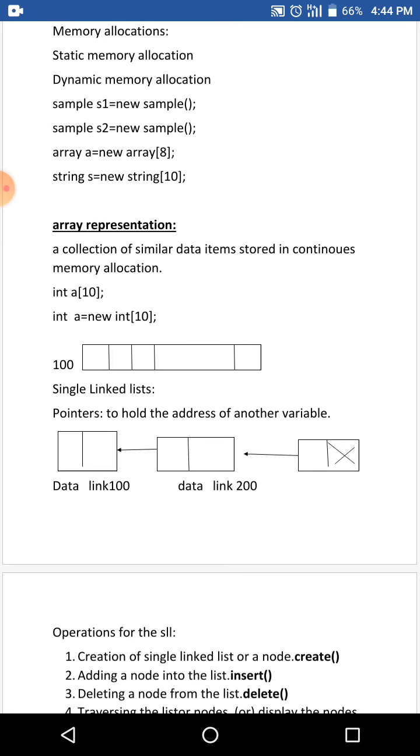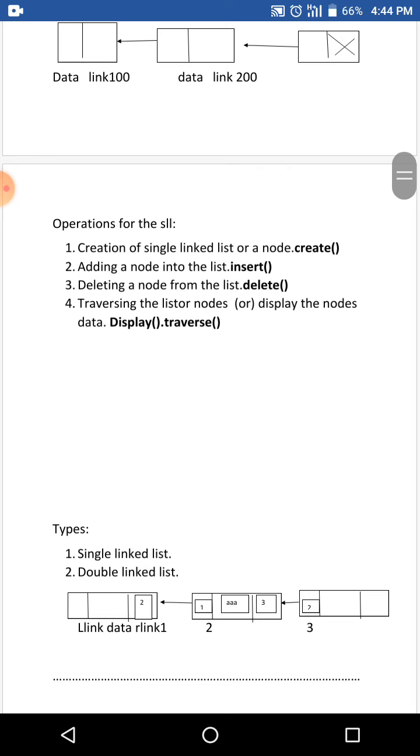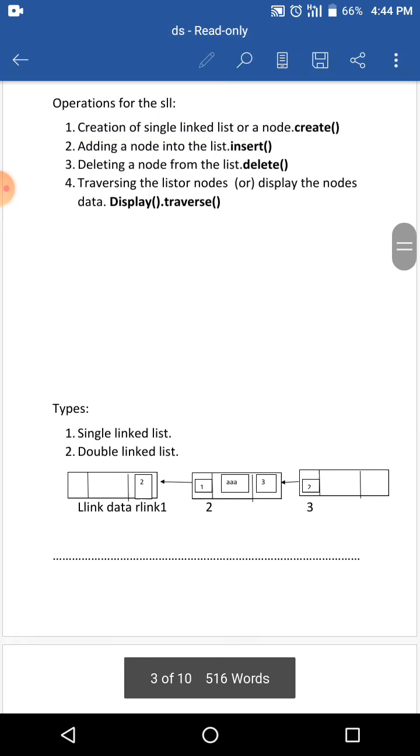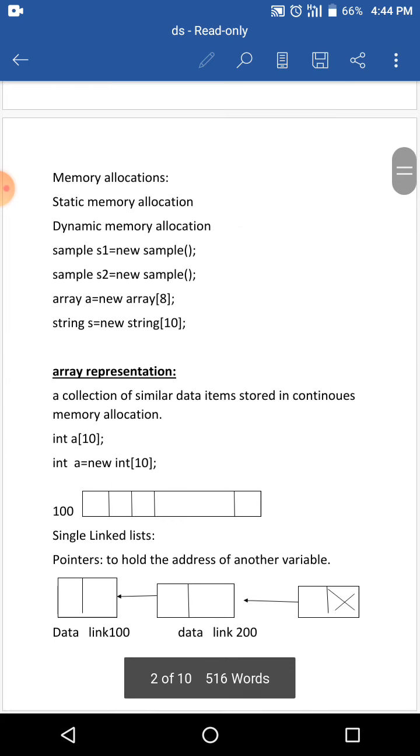I'm not only specifying arrays. The data might be arranged in the memory in different ways. The array's specialty is the continuous location. Sometimes by using pointers, the data will be stored in different parts, nothing but different locations, and we link up all the details.